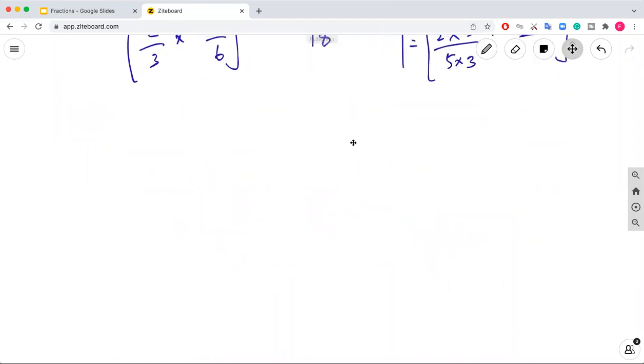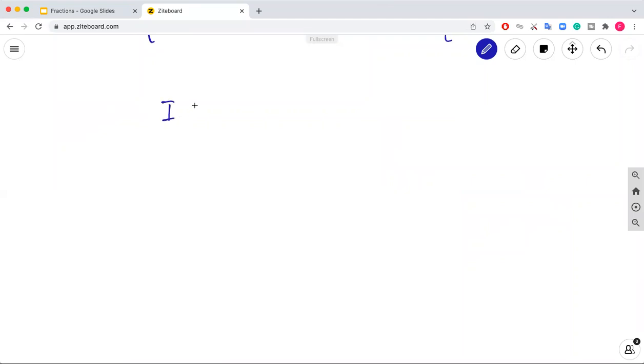Okay, for example, if we have an integer multiplying with a fraction, let's suppose a times b by c, you can also think of this as a over 1. So just multiply a into b over 1 times c, and this will simply be a b over c.